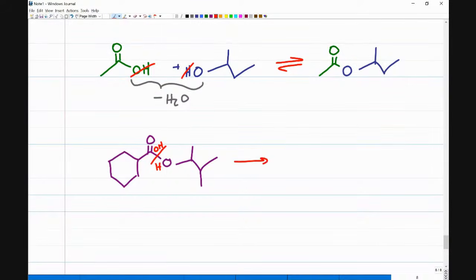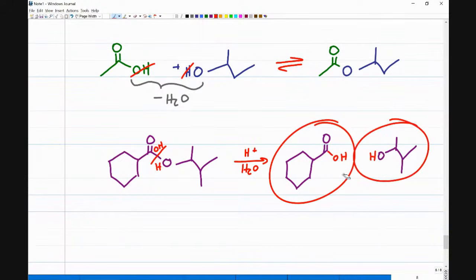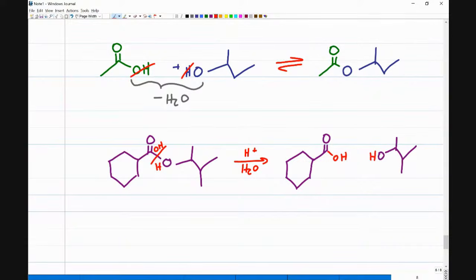And your product, in the presence of an acid catalyst and water, is going to be the same skeleton that you started with. Carbonyl got an OH. The skeleton here got an H. And boom, I have my carboxylic acid and my alcohol. What do you think of this shortcut? Did you just save 2 minutes on your exam? I'll say 2 minutes is pretty good, right?